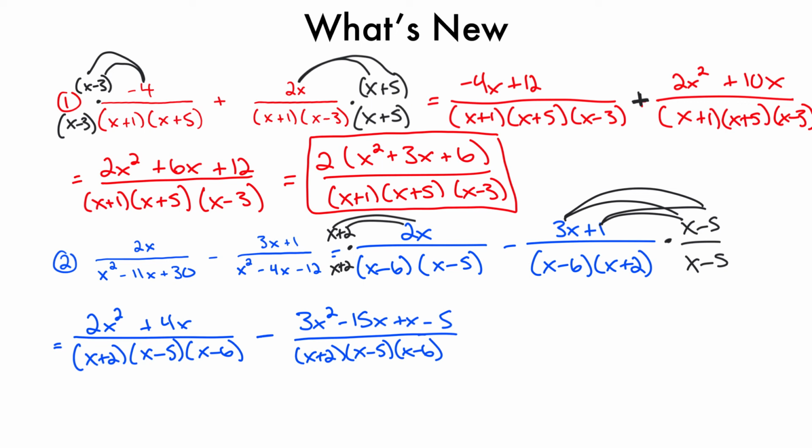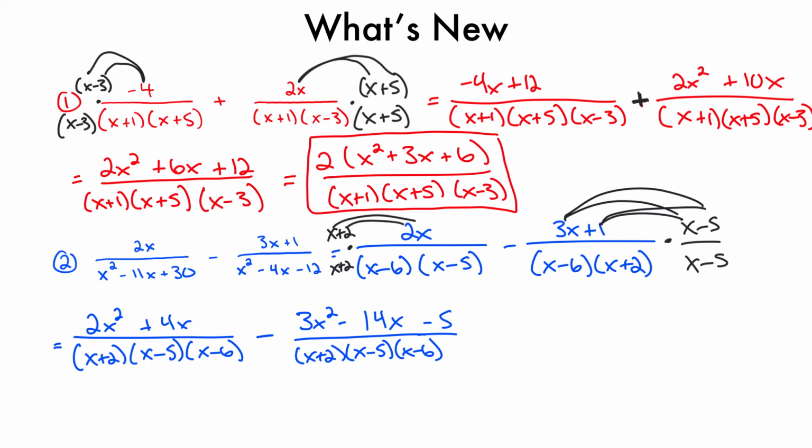I'm going to save myself a little bit of space because I don't want to rewrite this all over again. What I'm about to do is erase the negative 15x plus x, and I'm just going to combine those together as is to negative 14x, just so I don't have to rewrite the entire thing all over again.